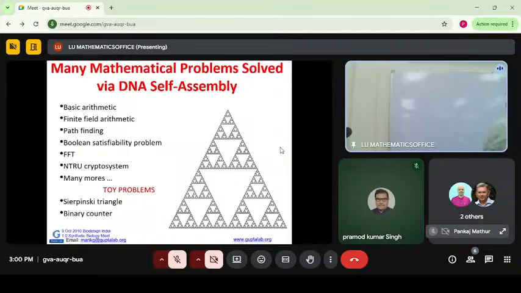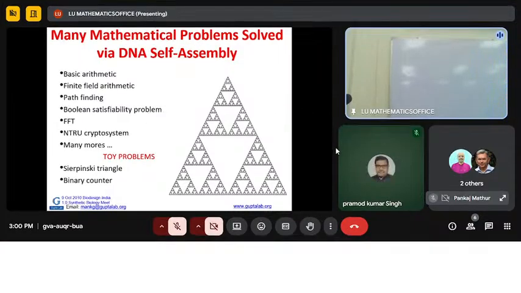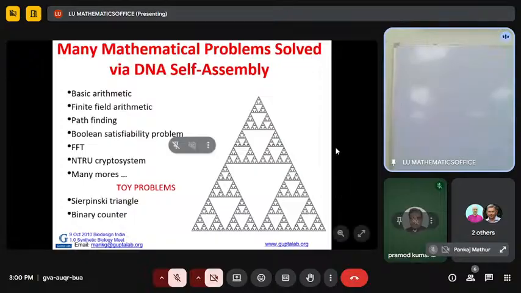Okay. In fact, a lot of literature is available. Basically, finite field arithmetic, people have done pathfinding, Boolean satisfiability problem, fast Fourier transform, NTRU, triple system. A lot of arithmetic is already being developed. So whatever area you are interested in, you can actually contribute here, right? In terms of designing those tiles for doing this. I'll talk about the binary counter as a toy problem, how it is done.